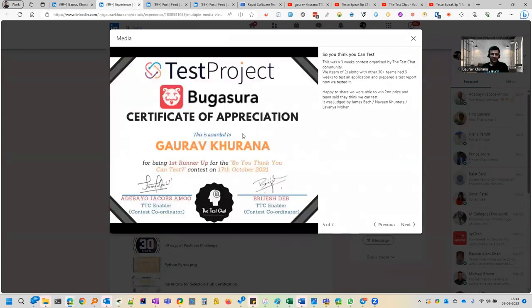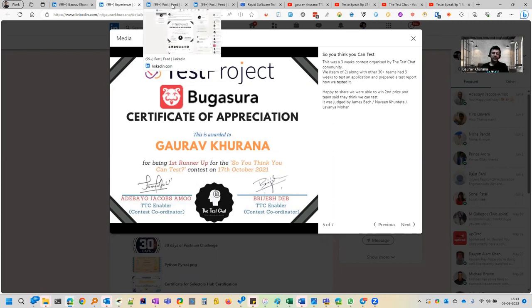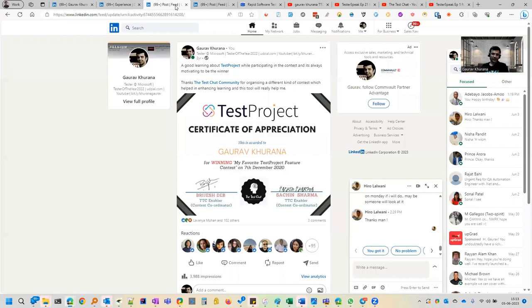Apart from that, they conducted various contests. This was one of the special hackathons about testing. It was around 21 days where we were given an application and we had to test it and present the report on how we tested it. It had a unique title: So you think you can test, not just about the tools. And all of these contests have some money associated, given as a token of appreciation.